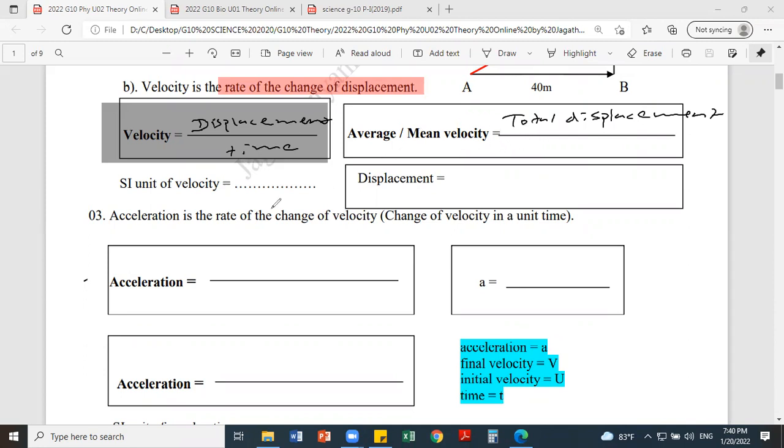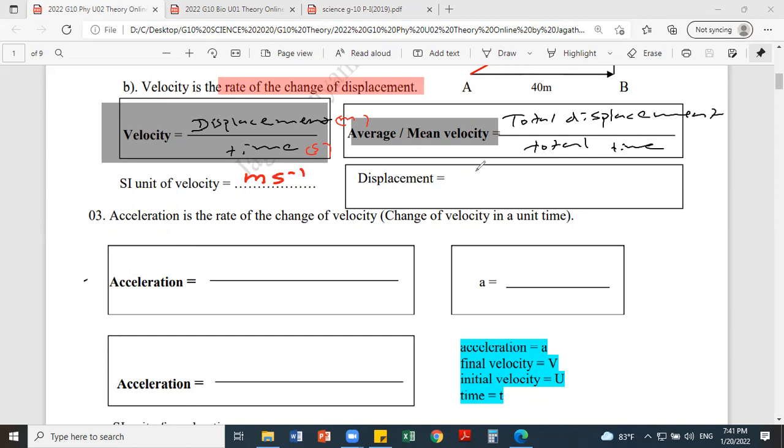Let's say mean velocity is used rather than instantaneous velocity, right? So what is it called? Total displacement over total time taken. That is called the mean velocity or average velocity. Right. Then what is the SI unit of velocity? If you write within brackets in front of displacement, write meters, and in front of time write seconds. Then the SI unit of velocity is written as m s minus 1, or meters per second.